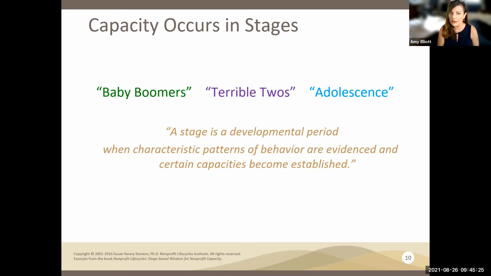It's a developmental period where you have characteristic patterns of what's happening in your organization. There are certain behaviors of your board and of your management that are evidenced, and certain capacities become established in those stages. So by knowing where you are in a stage, you know which capacities, which pieces of which table legs, you should be strengthening at the moment so that you can move on to the next.